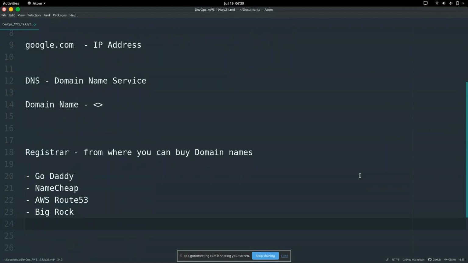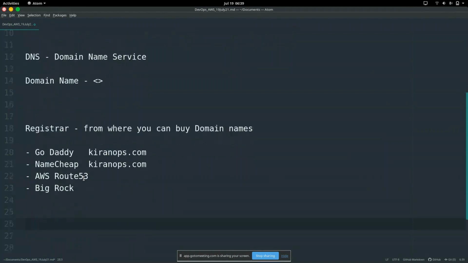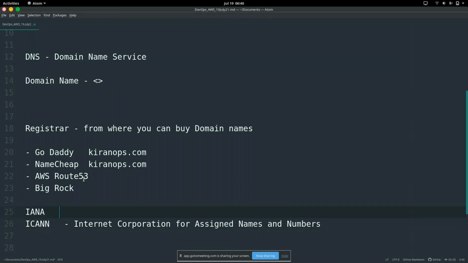So how do these people know that, for example, there is another Kiran who goes by kiranops.com, and I don't like GoDaddy because of my bad experience, so I'll go to Namecheap and try for kiranops.com. How does it know that kiranops.com is already taken? As you might have rightly guessed, there is a central database maintained by two organizations known as IANA and ICANN. I think ICANN is responsible for the domain names. It is known as Internet Corporation for Assigned Names and Numbers, if I recollect correctly. And IANA is Internet Assigned Numbers Authority, I forgot.